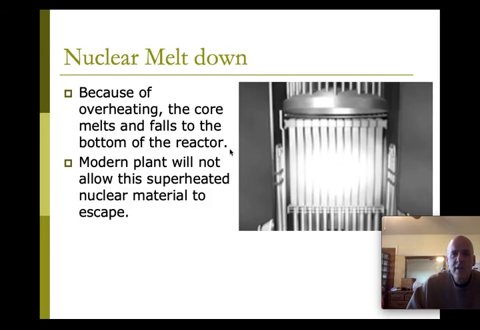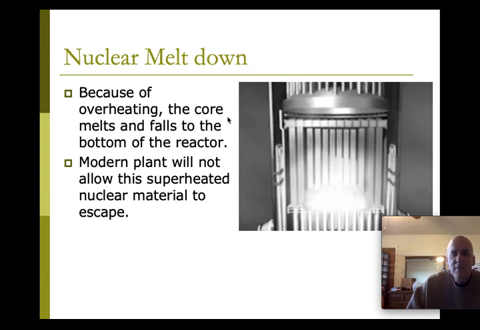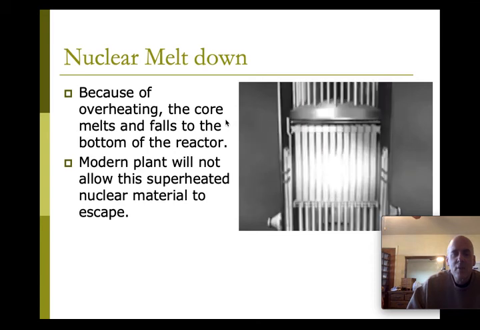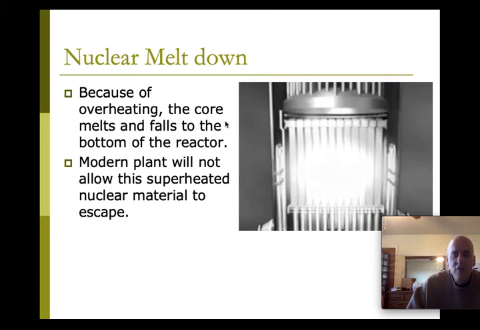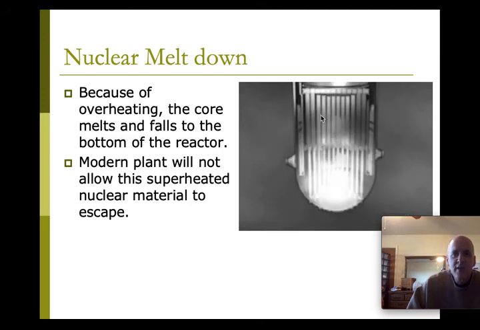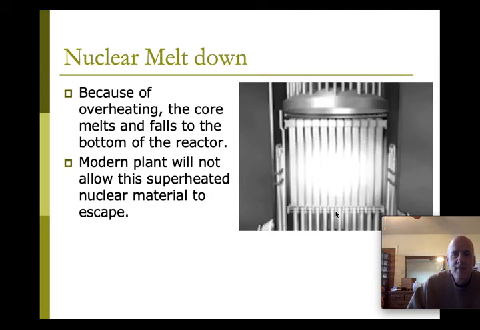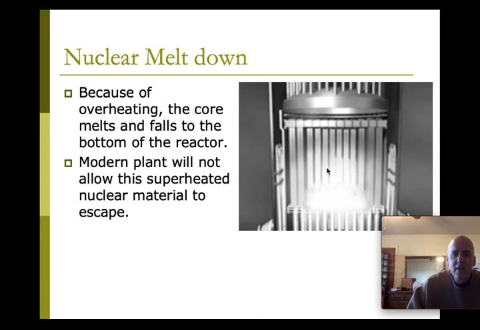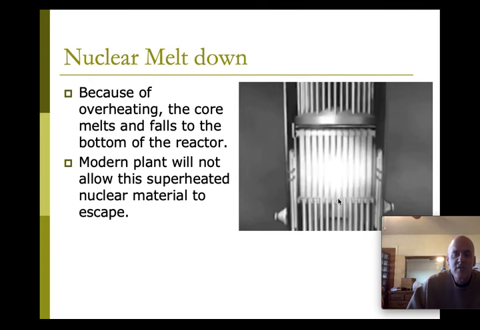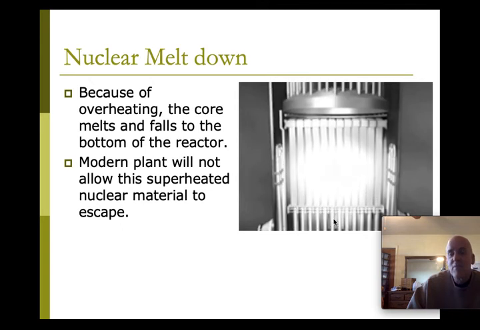So here's what we're talking about, a nuclear meltdown. Because of overheating, because of some kind of failure in the plant, the reaction gets away from them. The control rods can't go down, you can't cool it one way or the other, and the nuclear material melts and falls down to the bottom of the reactor. And you can see in this animation, it falls to the bottom of the reactor, but the reactor vessel is not breached, so the material stays in place.